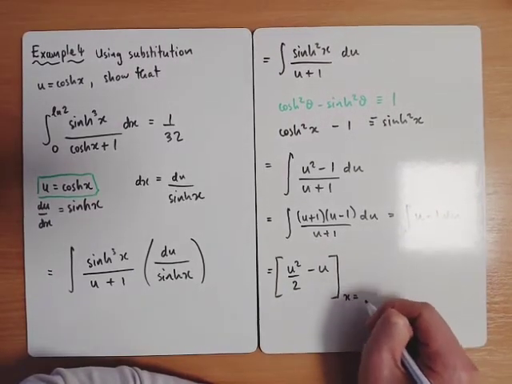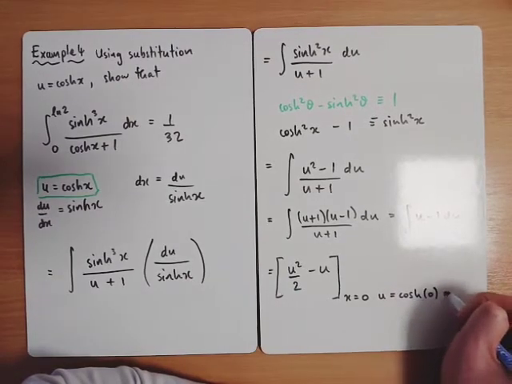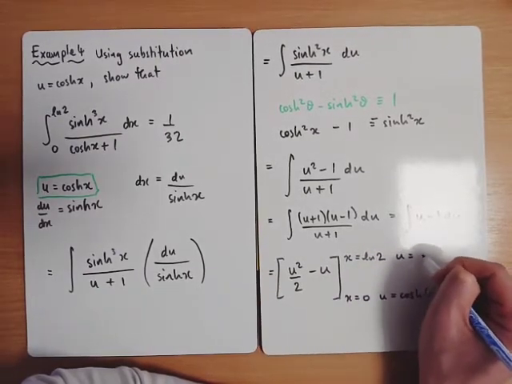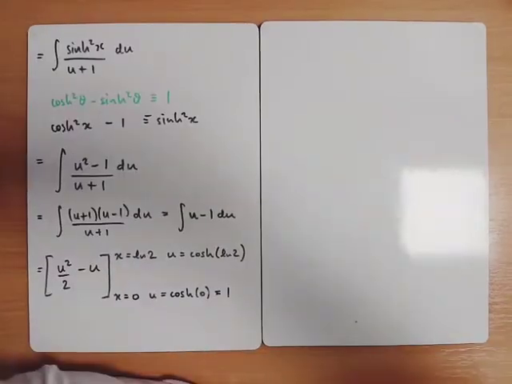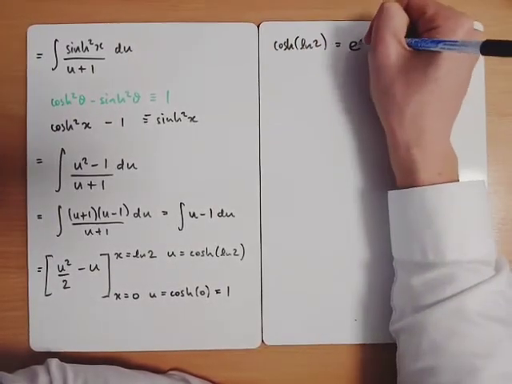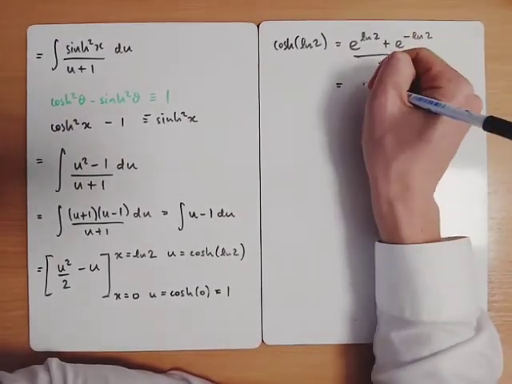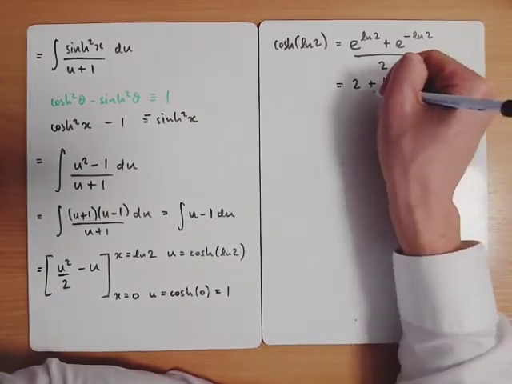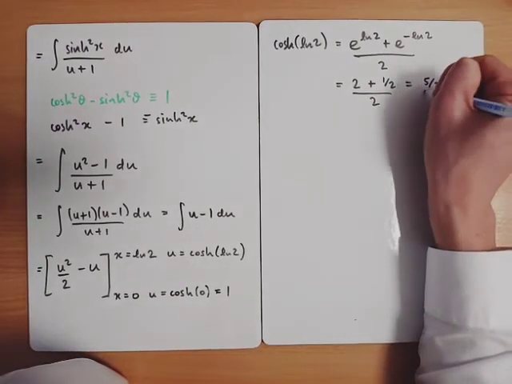So if x equals 0, u would equal cosh of 0, which would be 1. And if x equals ln 2, u would equal cosh of ln 2. So cosh of ln 2 would be e to the ln 2 plus e to the minus ln 2 all divided by 2. e to the ln 2 is 2. Bring the minus up, so that becomes plus 2 to the minus 1, which is a half, all divided by 2. So we've got 5 over 2 divided by 2, so that would become 5 over 4.